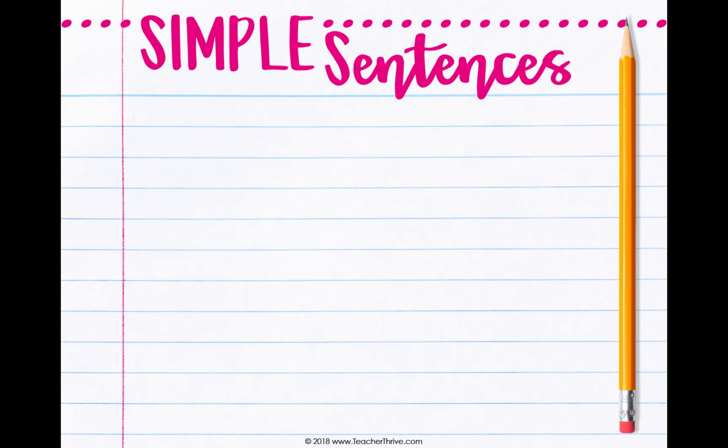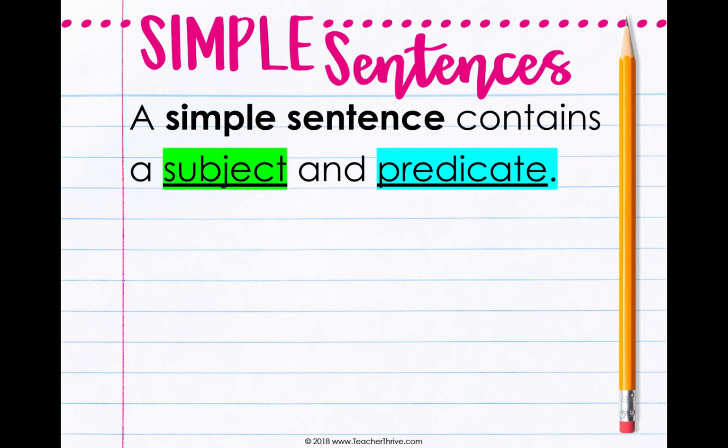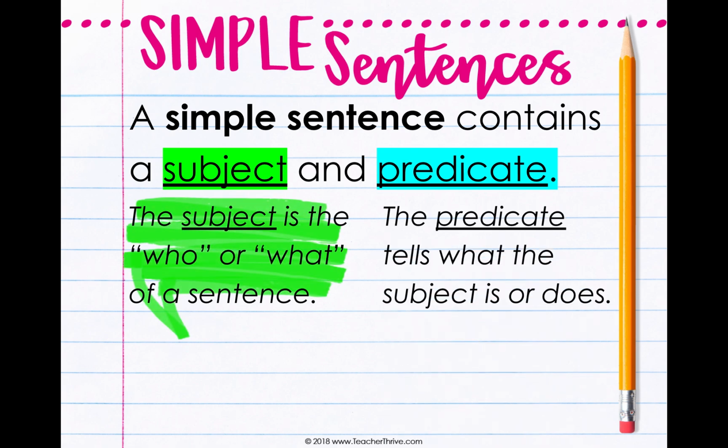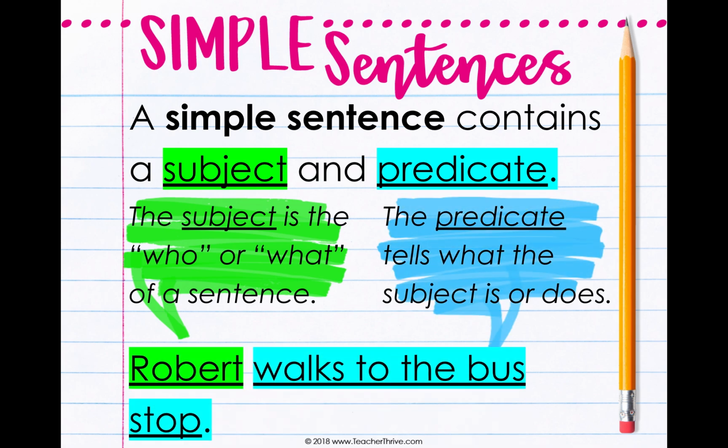Before we talk about compound sentences, let's recap that a simple sentence contains a subject and a predicate. The subject is the who or what of a sentence, the noun. The predicate tells what the subject is or does, the verb. An action. For example, Robert walks to the bus stop. Robert would be the subject. Walks to the bus stop would be the predicate, the complete predicate, all of the words in the predicate. The subject is the noun, the person, place, or thing, and the predicate is the action, the verb, the thing that the subject is doing.